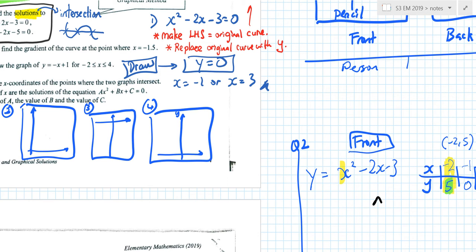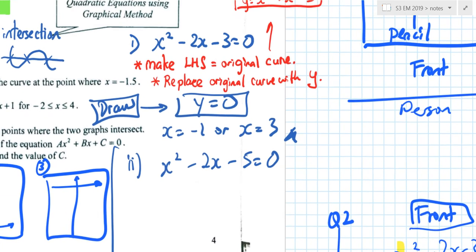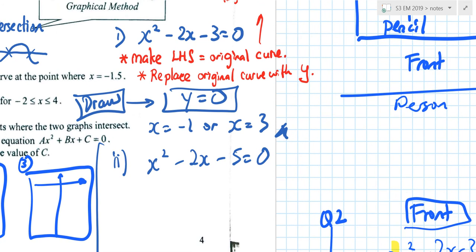Now C part 2, no more explaining the red sentences. I will go straight to x squared minus 2x minus 5 equals 0. Question. Does this look like the original curve? No. I compare. X squared, same.